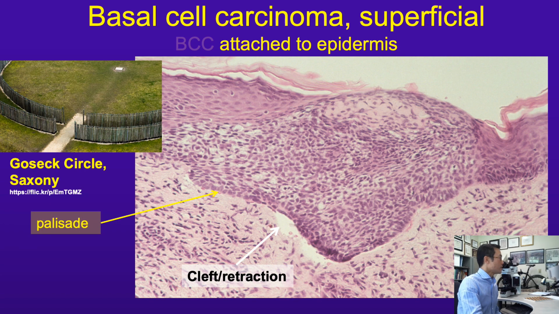Here's that clefting or retraction at higher magnification. And to the left of that, we can also see an area of peripheral palisading. And this is indicated by the outermost layer of tumor cells being somewhat relatively organized in their orientation. So it's somewhat similar to the eyeliner sign, except that the cells aren't particularly crushed or spared.